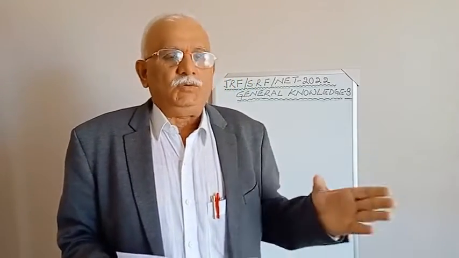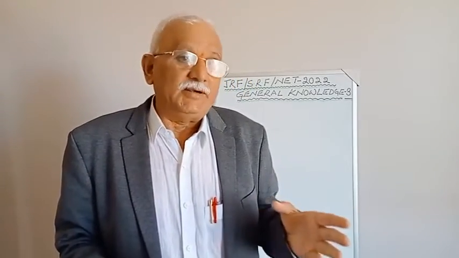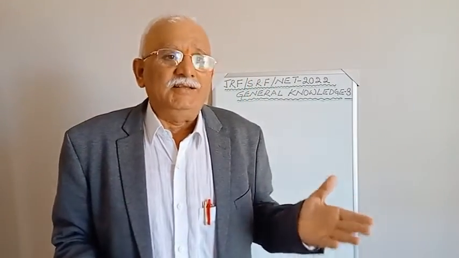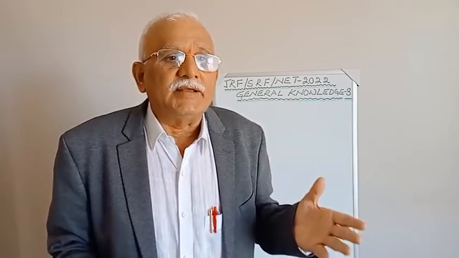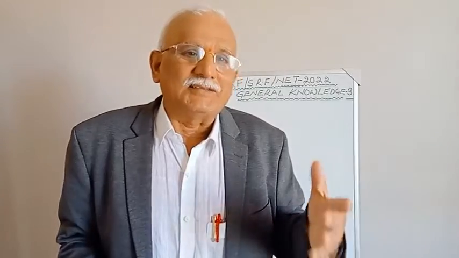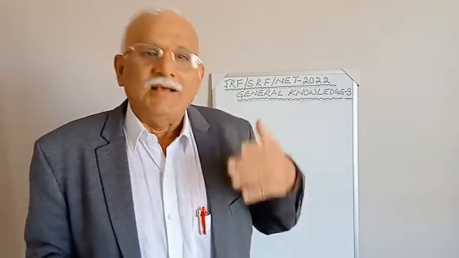Now, in the first two general knowledge classes, we tried to understand some memory type questions, like what is the geographical area of India, 328.74 million hectares, and what is the cropping intensity, 135%, like that. We started our learning process.